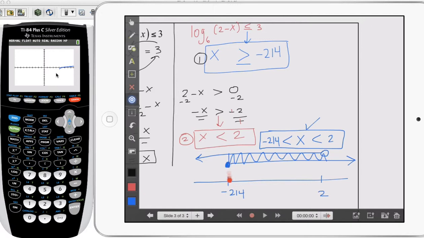Now, negative 214 is included. As you can see, there's a filled circle. So you have to represent that with an equal sign under the inequality. 2 is not included because there's an open circle, so you keep it as such.